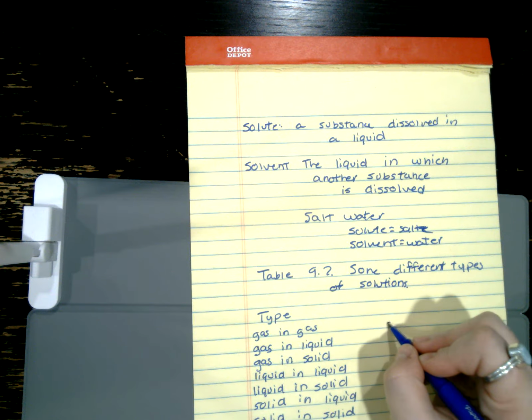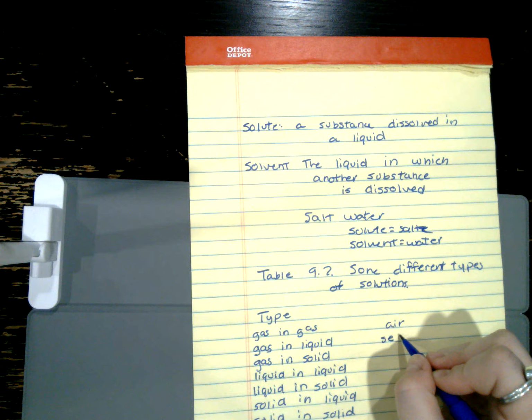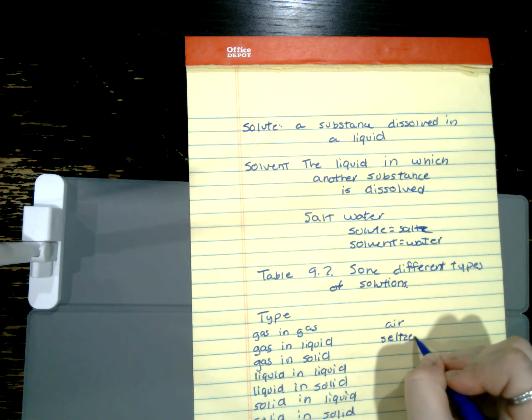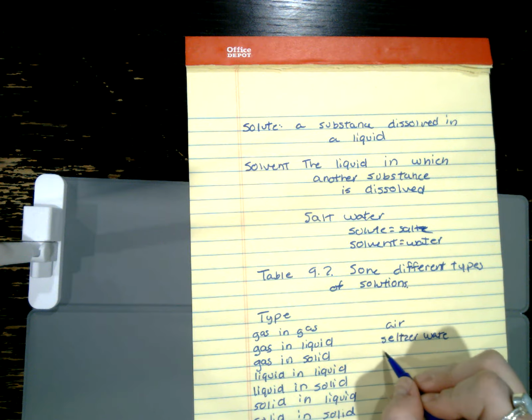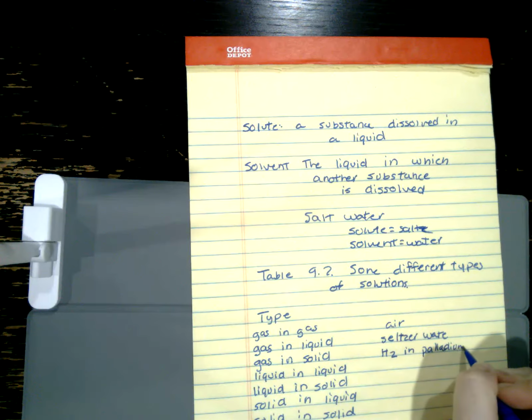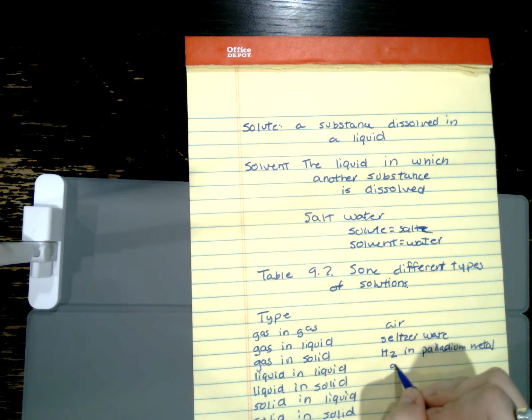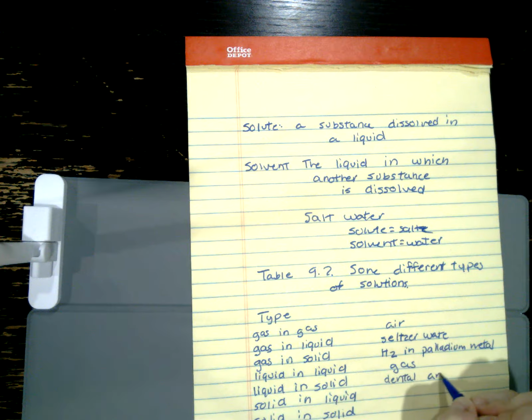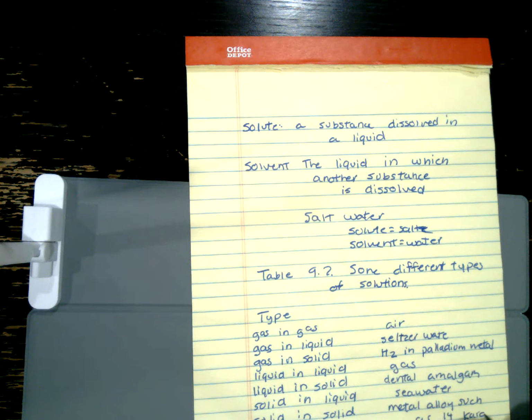A gas in gas would be air. A gas in liquid would be seltzer water. Gas in solid is going to be hydrogen in palladium metal. Liquid in liquid is going to be gasoline. Liquid in solid is going to be dental amalgam. Solid in liquid is going to be seawater. Solid in solid is going to be metal alloys, such as 14 karat gold.